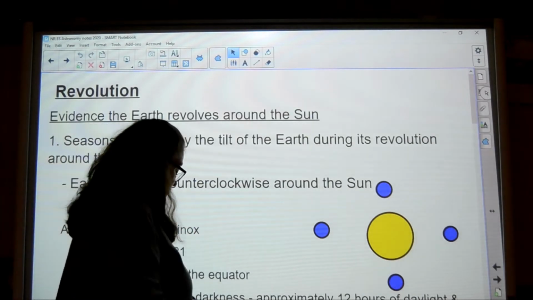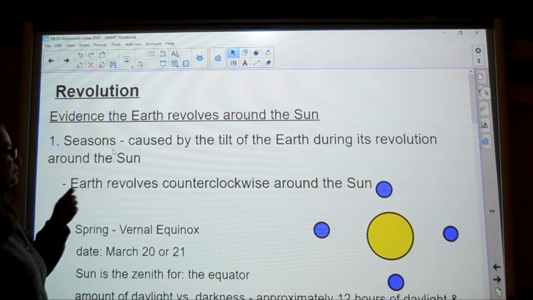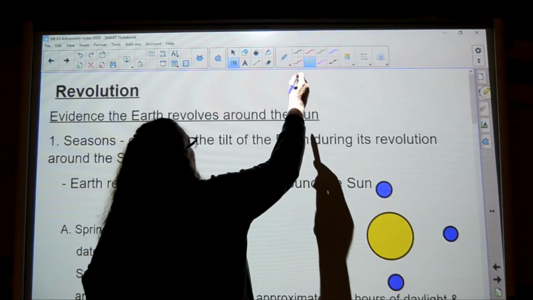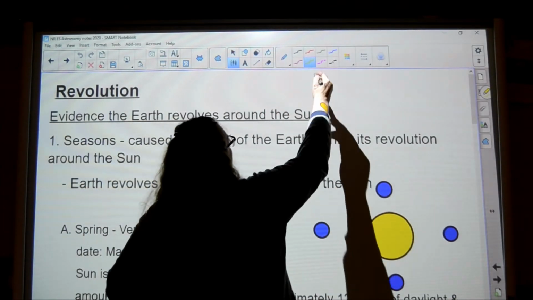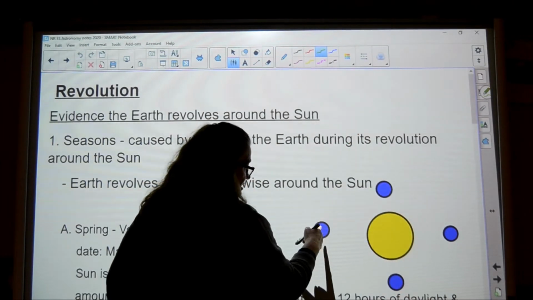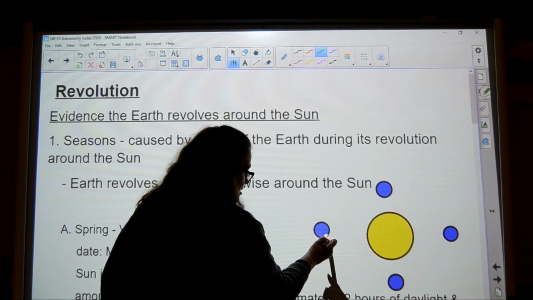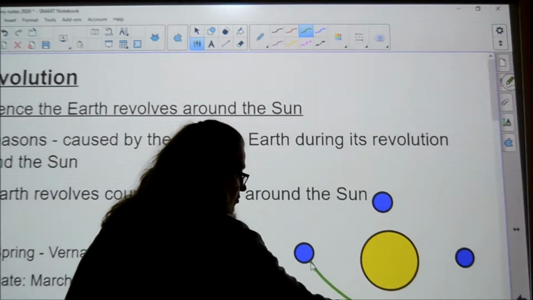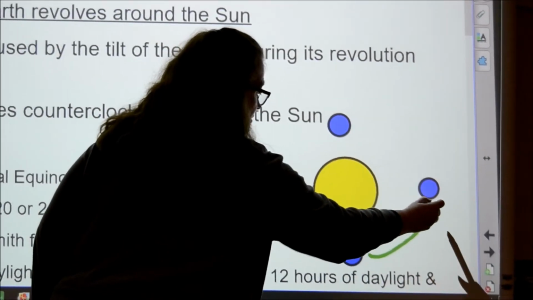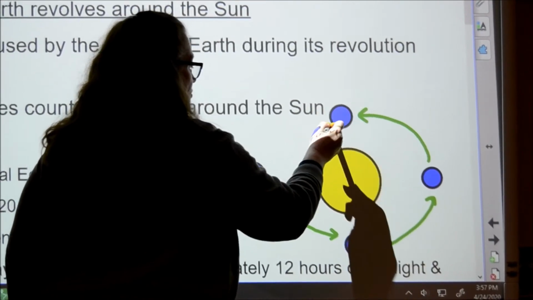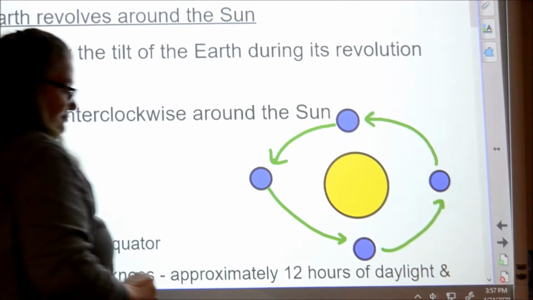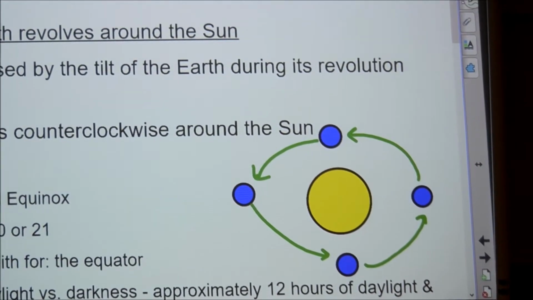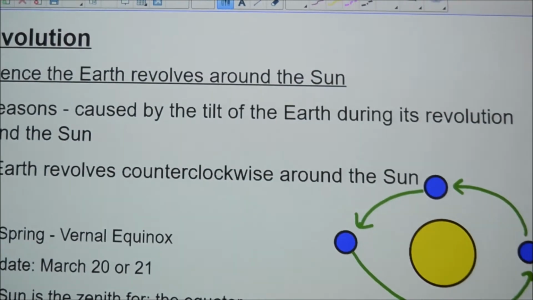So the thing that you need to remember is that the Earth revolves counterclockwise. Here's the Earth, here's the sun. All right, over time, with the different seasons, we're going to revolve this direction. All right, so it's going counterclockwise. Let's start with our first season.